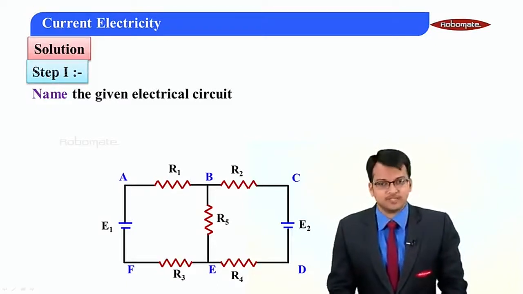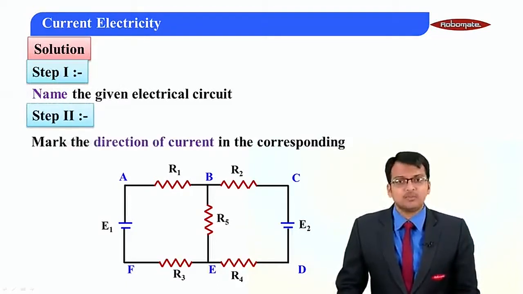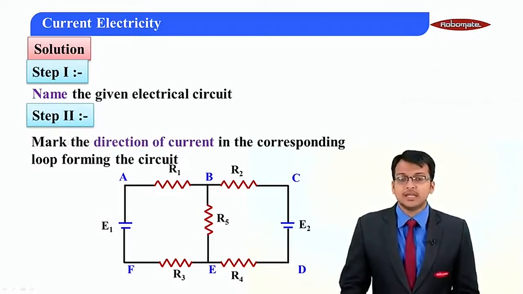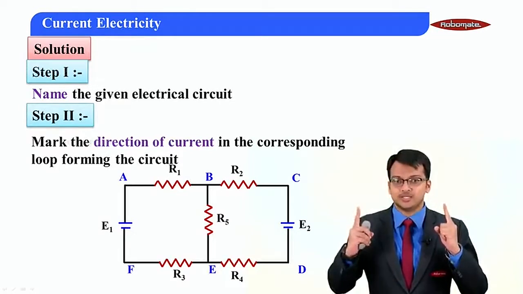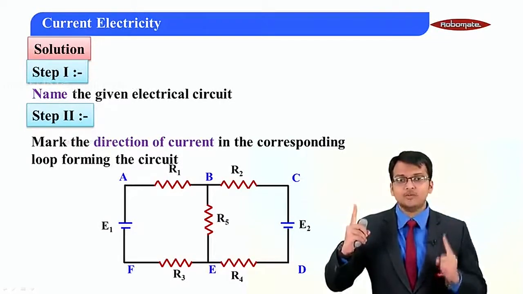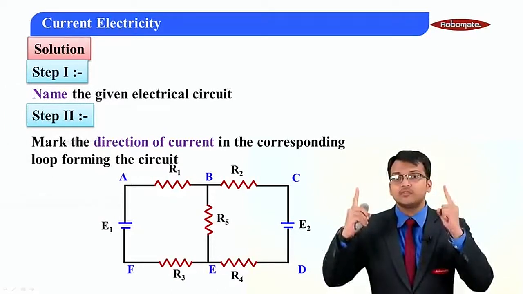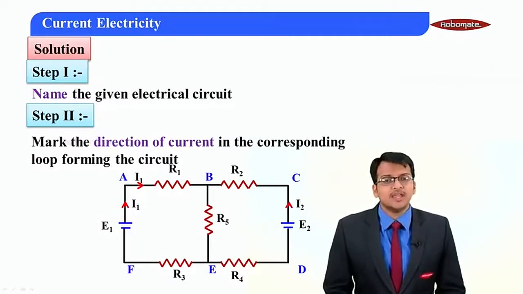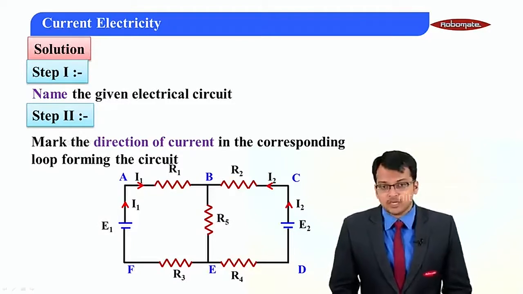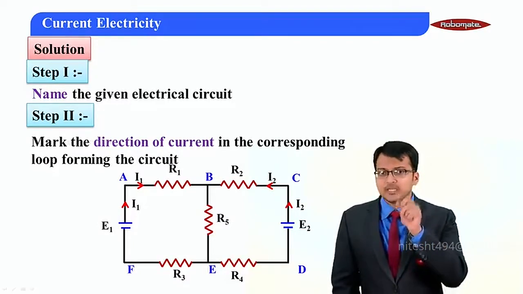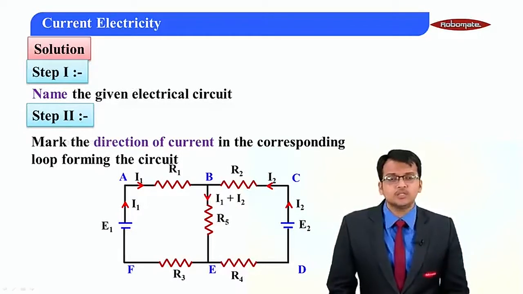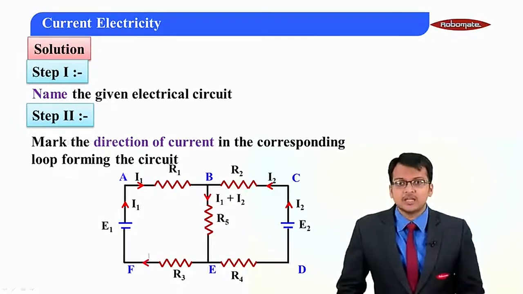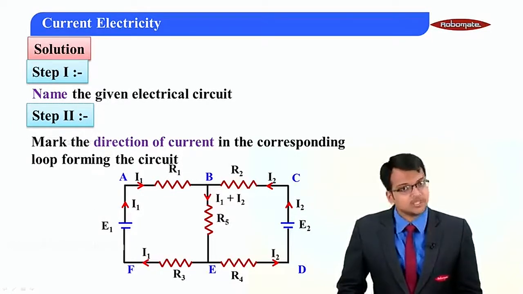Perfect. Now, what is step 2? Step 2 is to mark the direction of current in the corresponding loops forming the circuit. Two EMFs, so two currents. I1 will be for E1 and I2 will be for E2, going from the positive terminal of the battery to the negative terminal. At junction B, two currents are incoming, hence the outgoing current should be equal to I1 plus I2. And at branch E, the current will be split as I1 and I2 respectively.